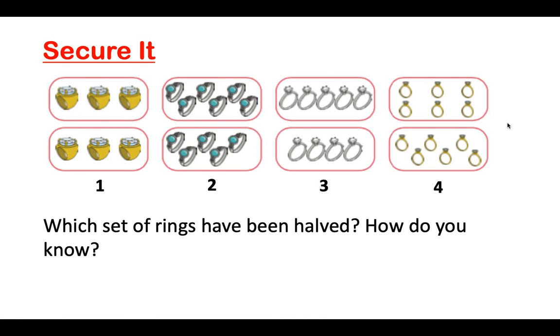Fantastic guys, so you should have got that number 1 was halved and number 4 was halved, because here we've got 3 and here we've got 3, so they are equals. They are equal parts. They are the same, and the same here. We had 6 up here and 6 down here. Even though they don't look the same, we've got the same amount on both sides. Okay, whereas these have got different numbers, so they can't have been halved because they're not equal groups. Okay, they're not in equal sections.